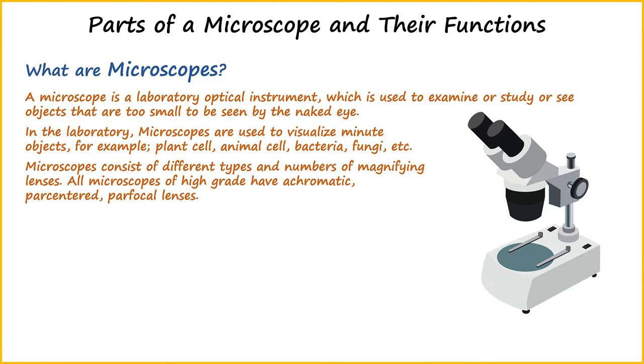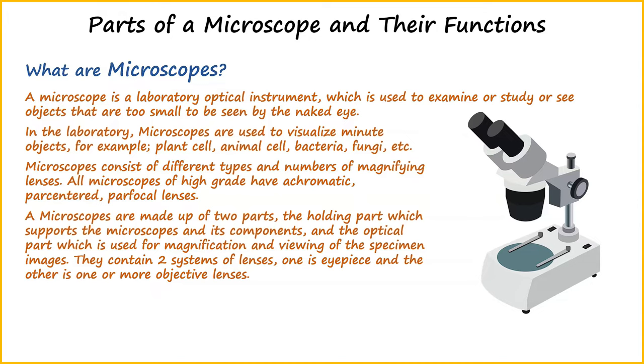Microscopes consist of different types of lens, such as achromatic lens, parafocal lens, bar-centered lens. Microscopes are made up of two types of parts, the holding parts, which are used to hold the microscope, and the optical parts. It is used for magnification and viewing the specimen image. They contain two systems of lens. One is the eyepiece and the other one is the objective lens. There are also different types of microscope, like light microscope, electron microscope, etc. We will discuss all these types of microscope in my upcoming video.